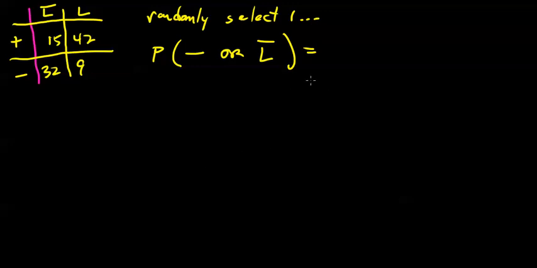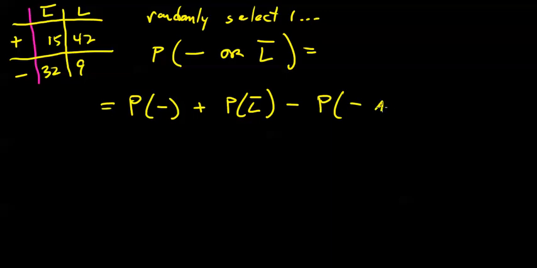Alright, well, according to the addition rule, it's the probability of a negative test plus the probability of a not liar minus the probability of both. And all three of these values we get easily from the table. Alright, the probability of a negative test. Well, the negative tests are in this row here. 32 plus 9 is 41. 41 over 98 is that probability then.